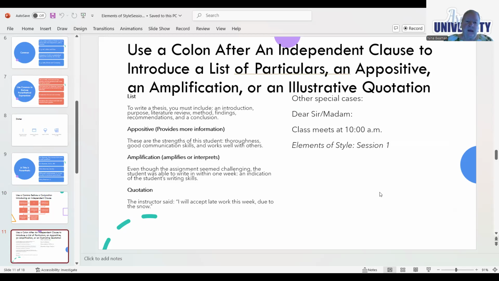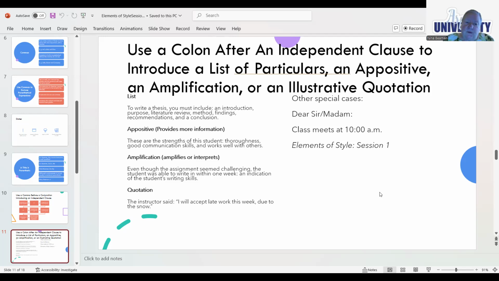Amplification is going to be interpreting or amplifying something. Even though the assignment seemed challenging, the student was able to write it within 1 week, an indication of the student's writing skills. So I'm now interpreting, well, if they could write it within 1 week, then obviously it was pretty challenging, but the student had good writing skills. I apologize, was able to write, it should be to write it within 1 week. So good that you read it aloud because you can find flaws.